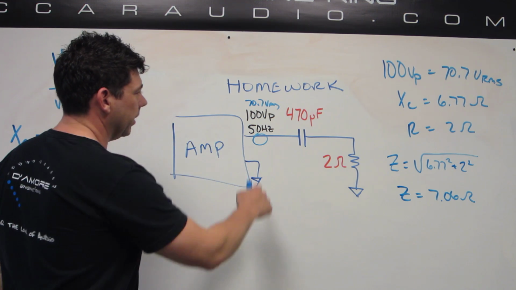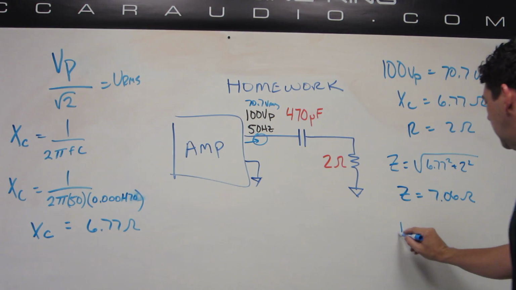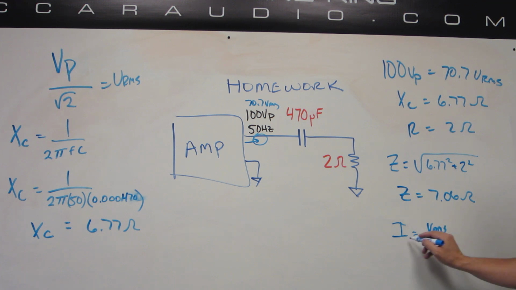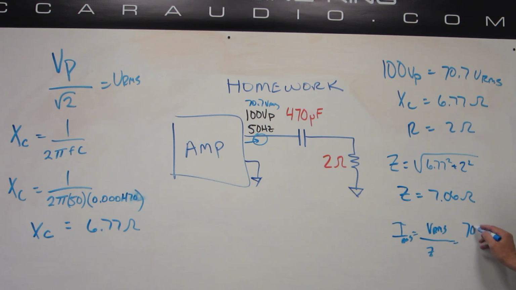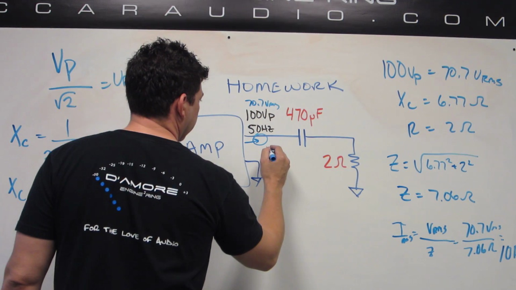So then we could figure out what this current is going through here, because the current is just going to be the RMS voltage. So this is the RMS current. RMS current is the RMS voltage divided by the impedance. So that's 70.7 volts RMS over 7.06 ohms. You work that out, it equals about 10 amps. It's like 10.0 something. So we have 10 amps going here.